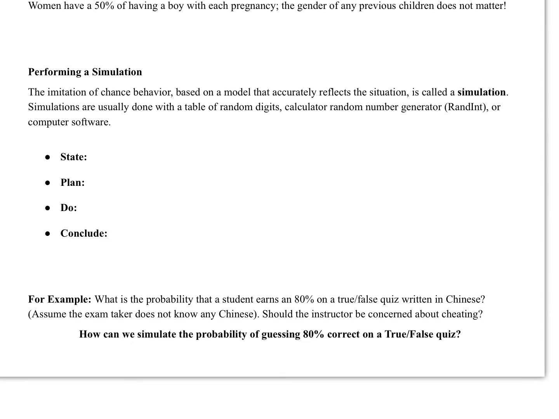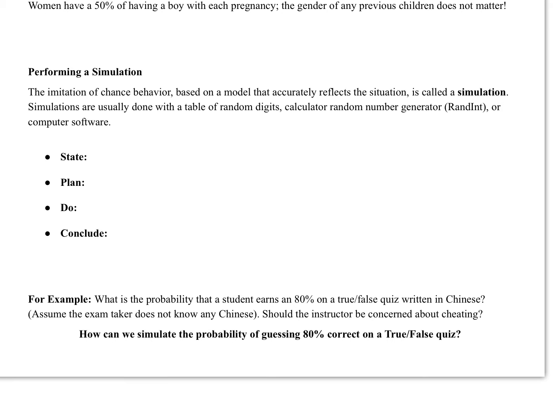So what computers do nowadays and what we used to do by hand a lot of the time is something called a simulation. It's the imitation of chance behavior based on a model that accurately reflects the situation. Simulations are usually done with a table of random digits, a calculator random number generator, which we do have in our calculators, called randint, or computer software. Again, most of it is done using computer software nowadays. There are 4 steps to performing a simulation.